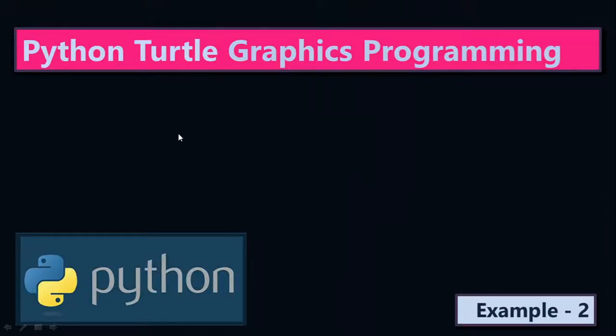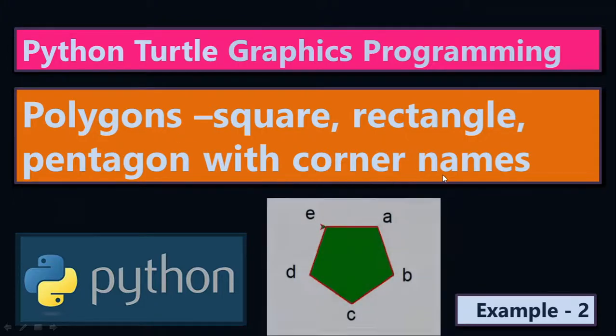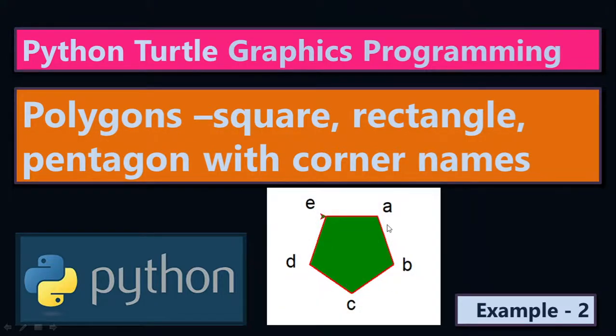You're welcome. So this is example 2 of Python Turtle graphics programming. In this, we'll understand how to generate the polygons and then give corner names. In the previous video, we generated the polygon, but we did not give any names for the corners. But here, we learn how to give the names for each corner as shown in this picture. Let's start.